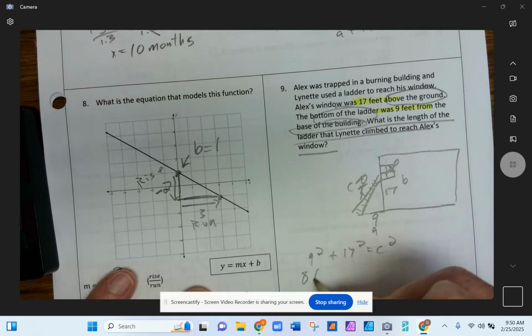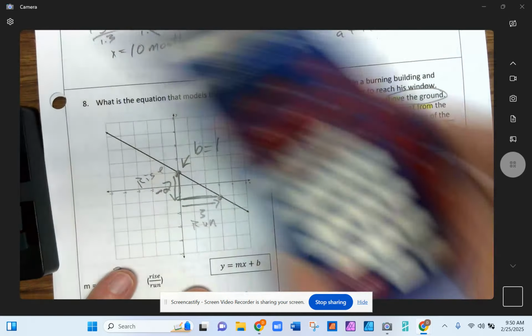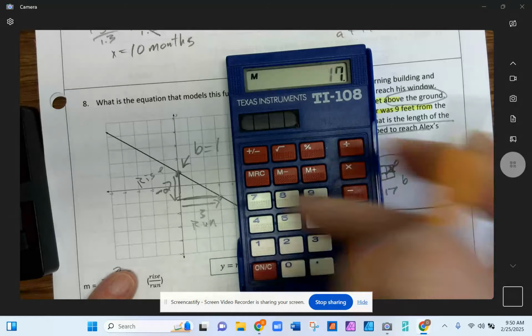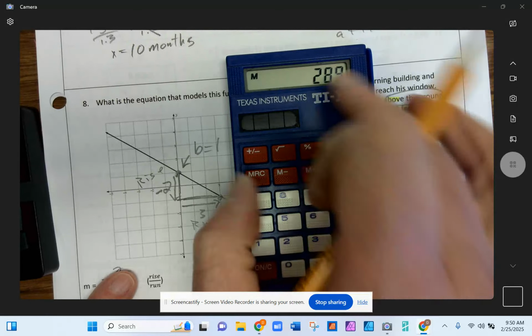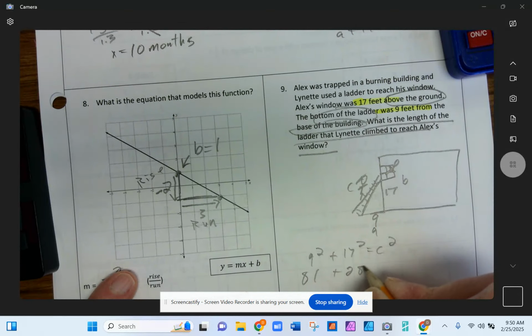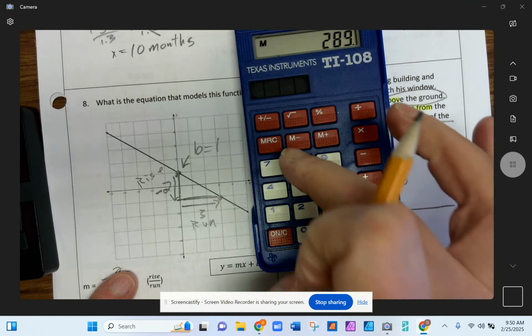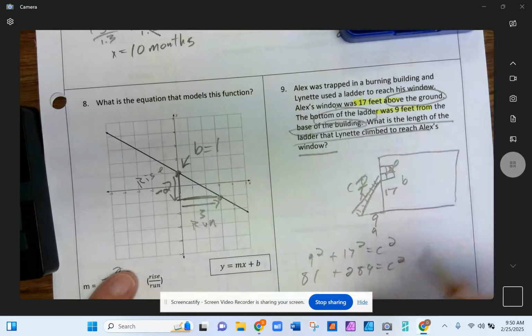9 squared is 81. 9 times 9. 17 squared, I believe, is 289. I think we actually had that number on the depth of the problem. 17 times 17, 289. Add these together. 289 plus 81 is 370.